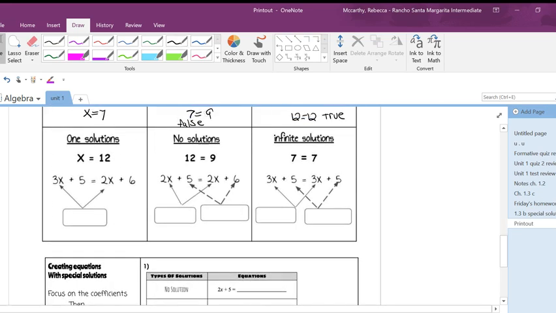Here I kind of solidified everything for you. If I have one solution, I'm looking at the coefficients. Notice they are different. Key piece to that, because they will not cancel out. Okay, they are different. When I have no solutions, notice that focusing on my coefficients, they are the same. So I'm going to write these are the same. But my constants are different. These are different.